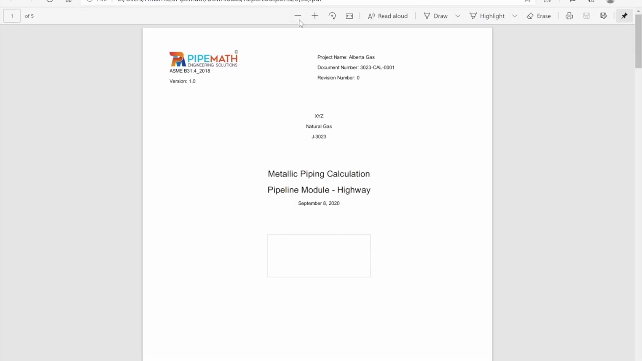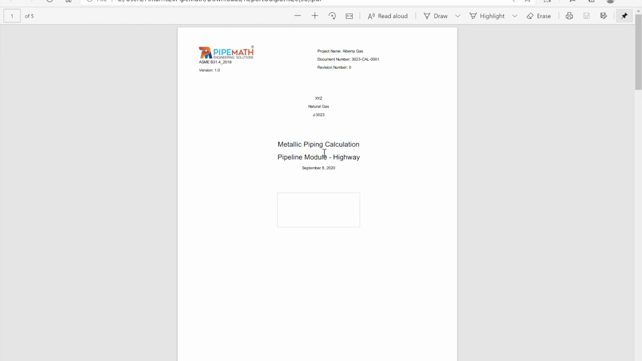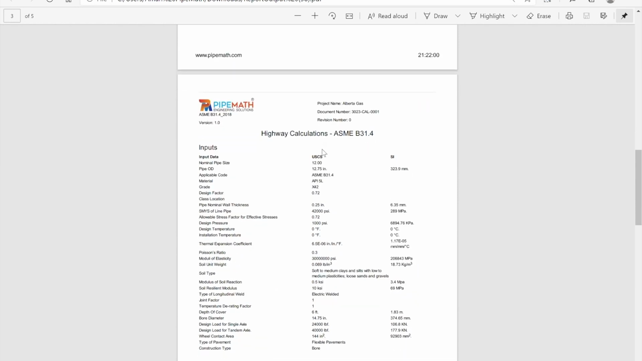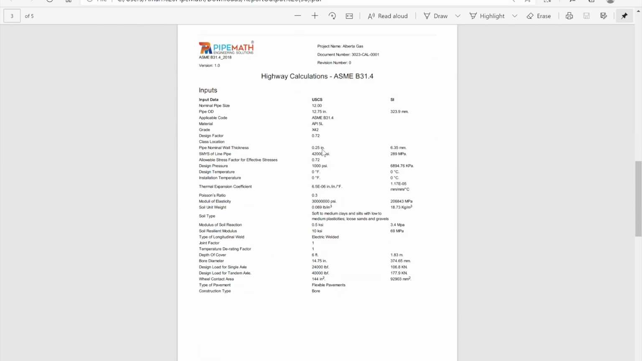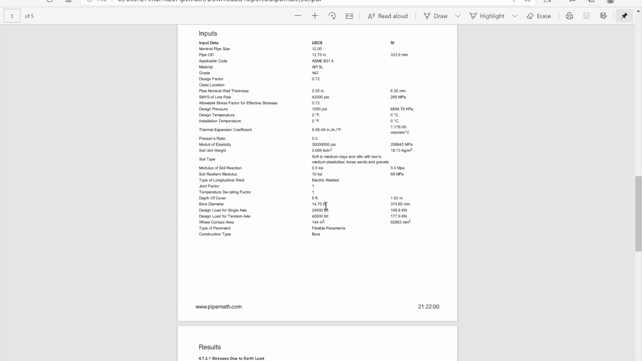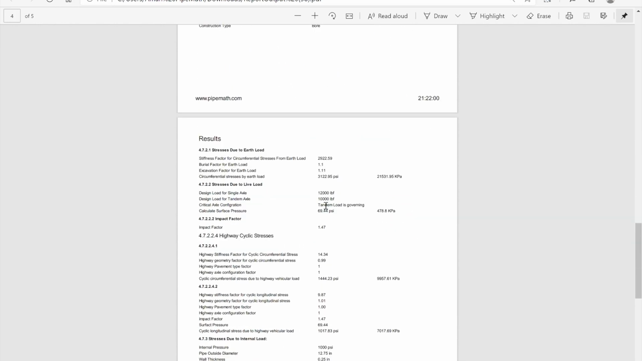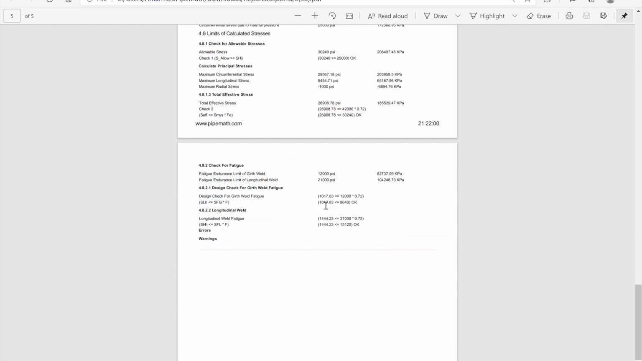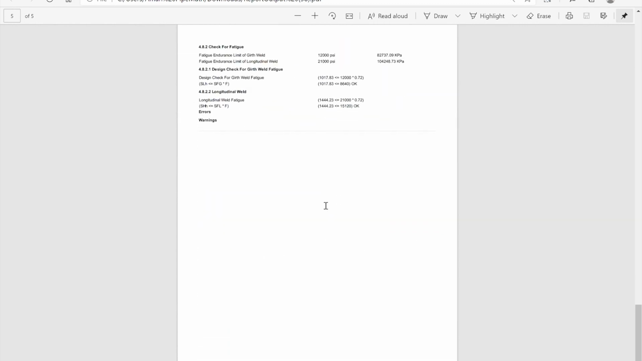You can see the PDF has been generated, and you can see the first page is showing all the design inputs from the project, and the second and third pages of the PDF report are presenting results. So let us move to the next part of our video where we'll be comparing results.